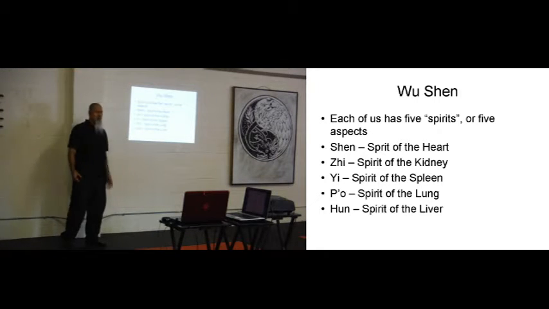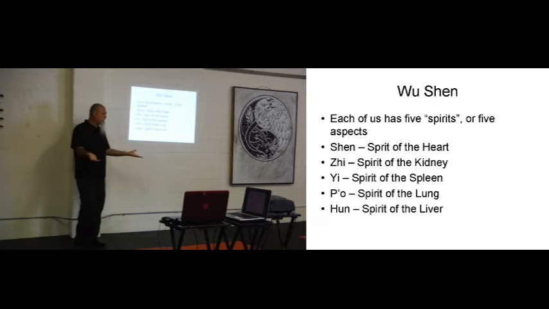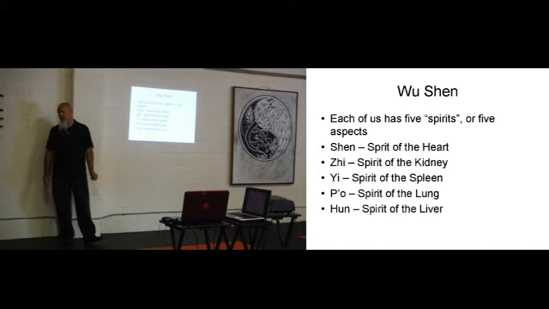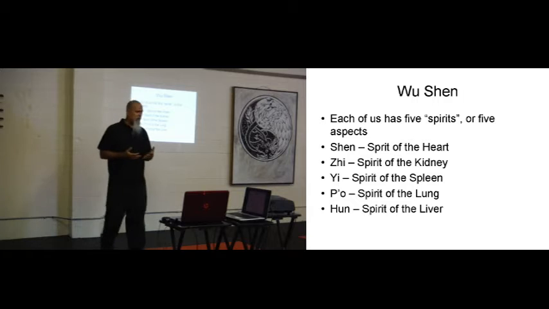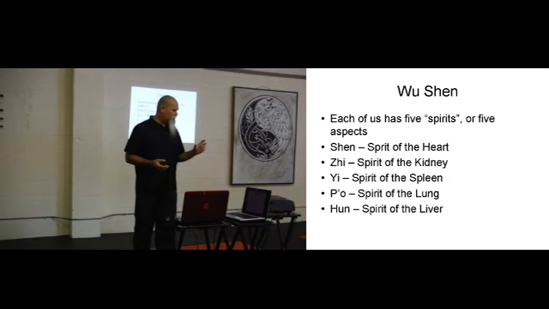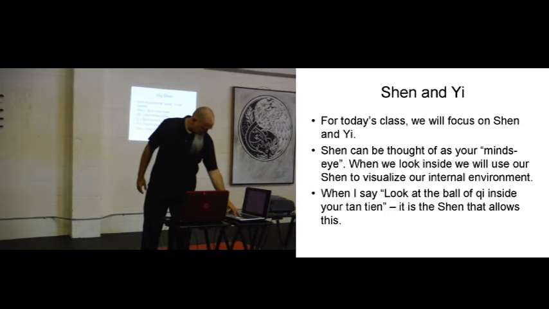Po is the spirit of the lung, and that's your corporeal body. That's the part of your physicality that when you die becomes worm food. And then the Hun, which is the spirit of the liver, is your ethereal body. That's the part of you that lives on after your physical body dies. And that's how we think about all that internal stuff inside the body, these Wu Shen, or these 5 spirits.